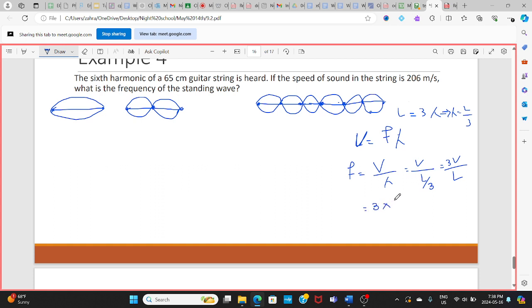V is given, 206 meter per second, and L is 0.65 meter. You need to convert this one to the meter. Need the calculator, 206 divided by 0.65. It gives you 950 hertz. You can round it to 951 hertz. Okay, any question?